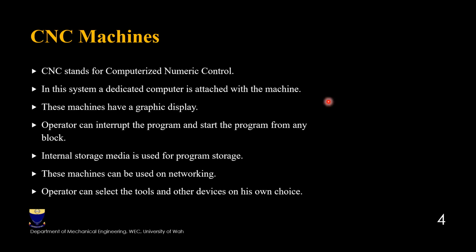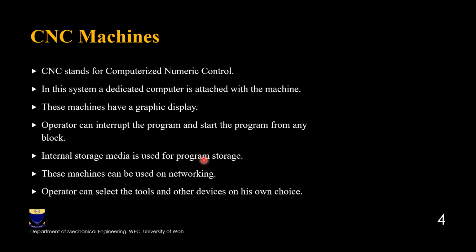CNC basically stands for computerized numerical control. In this system, a dedicated computer is attached to the machine, whether this computer is old school or a new school, today's computer. These machines have a graphic display, and this graphic display can also be old school or current, depending upon the model of the machine. The operator can interpret the program and start the program from any block. So basically, rechecking, editing, or interpreting is allowed in this machine, and this is a good advantage of this machine.